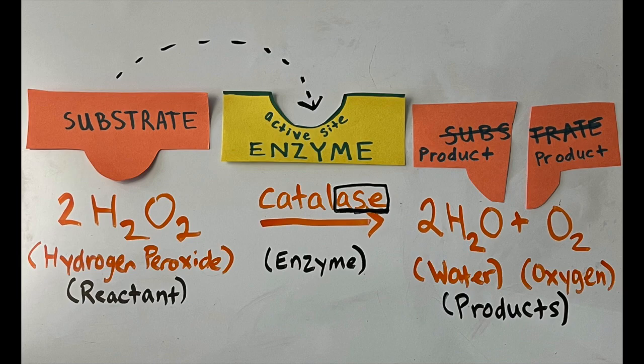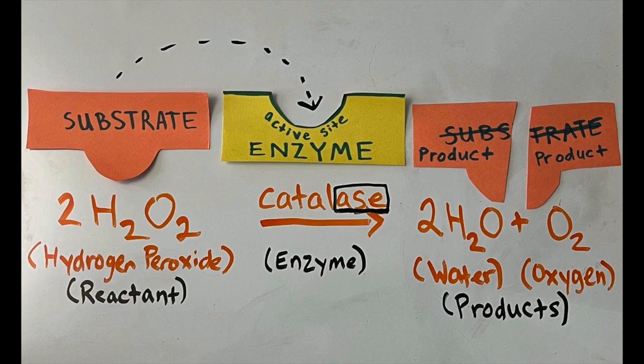So catalase, not to be confused with catalyst, anything that ends in -ase tends to be the name of an enzyme, so if you see that suffix. And so this one is confusing because it sounds like catalyst, but it's actually catalase. And catalase is the enzyme that breaks down hydrogen peroxide. And what does it break it down into? It breaks it down into two products, water and oxygen gas.